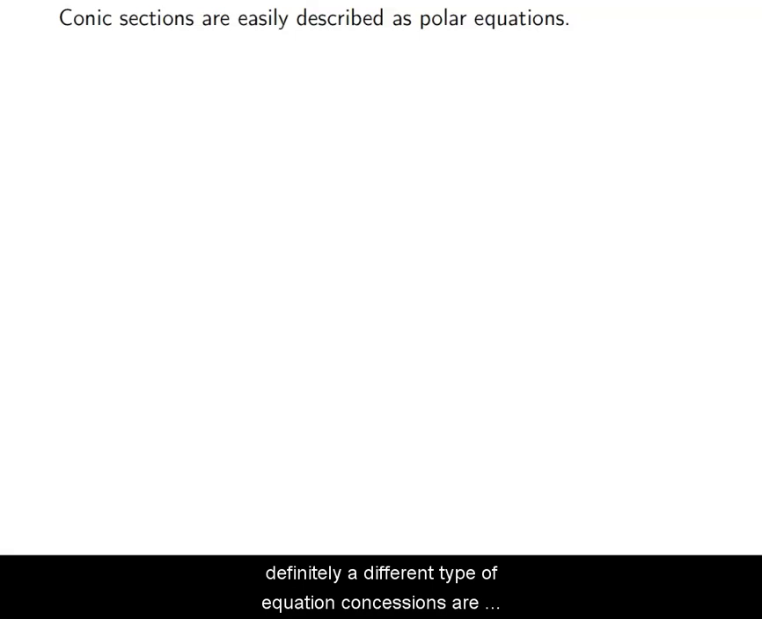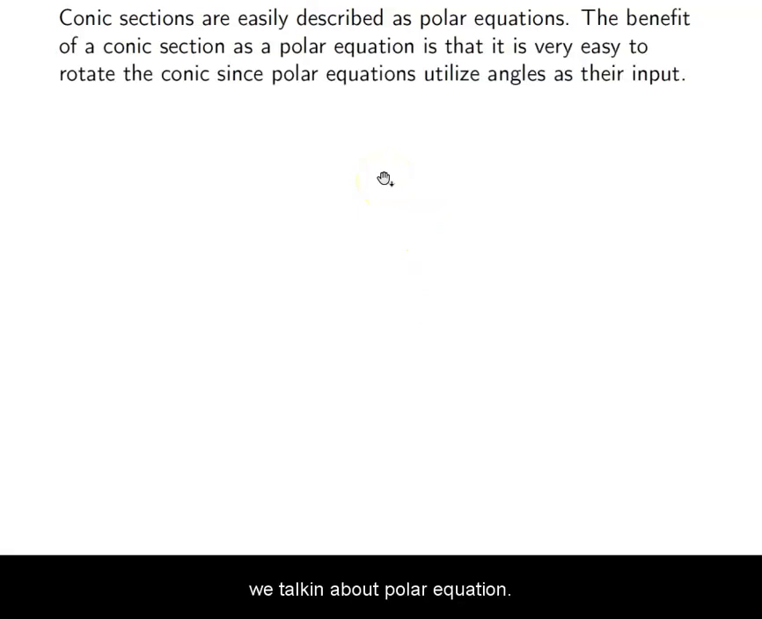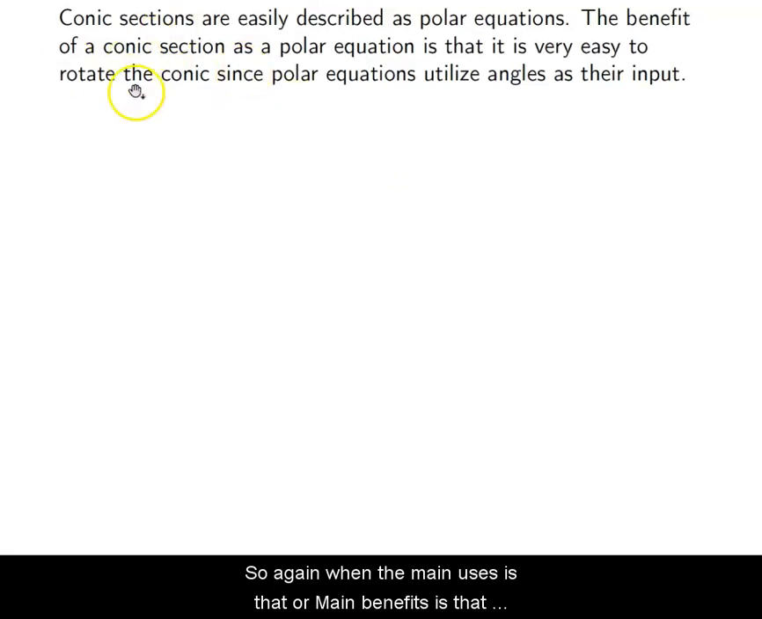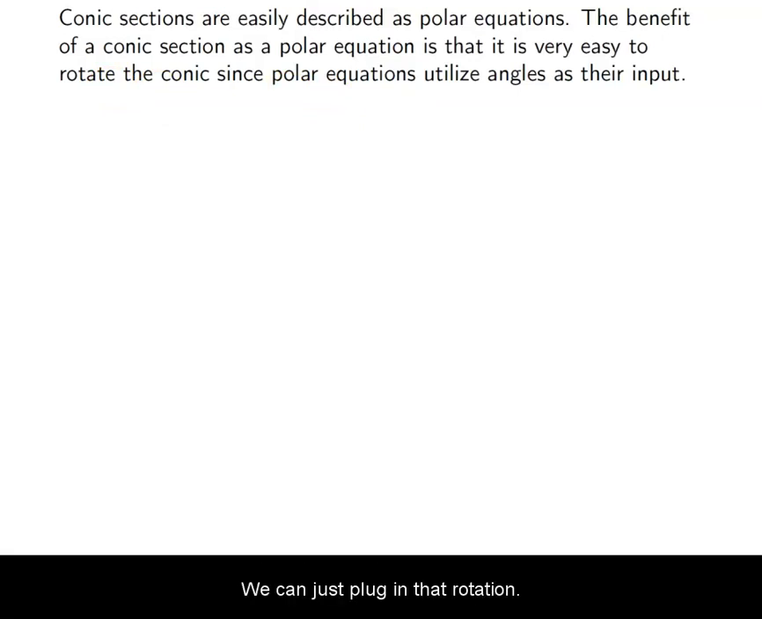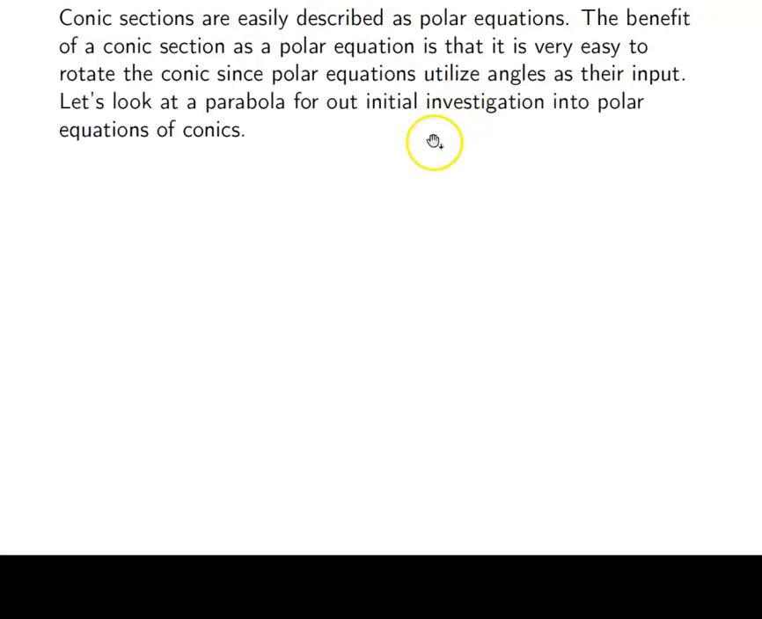Conic sections are much easier to describe using polar equations. They're easier to rotate around an axis, and they're easier to shift, basically. So it's a lot easier to talk about these things in polar equations. One of the main benefits is that if we have a conic that has a rotation of axis, we can just plug that rotation into the angle for sine or cosine.